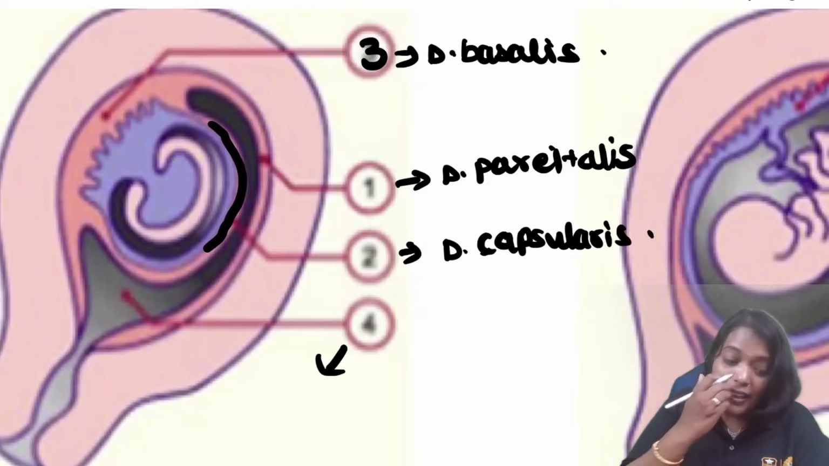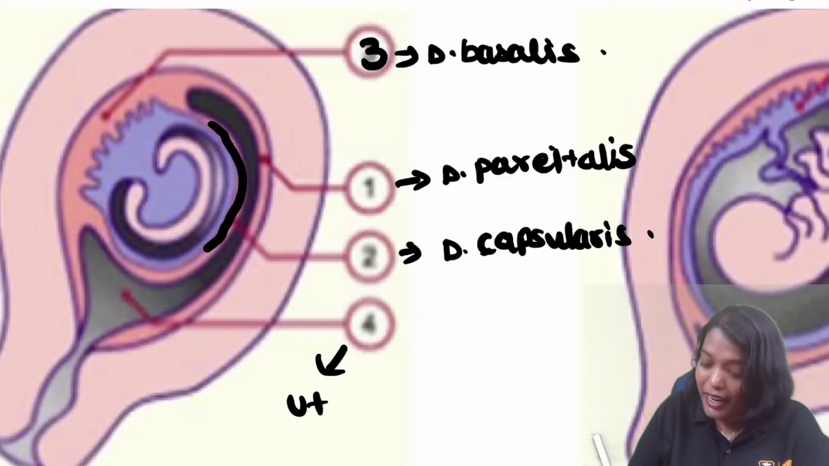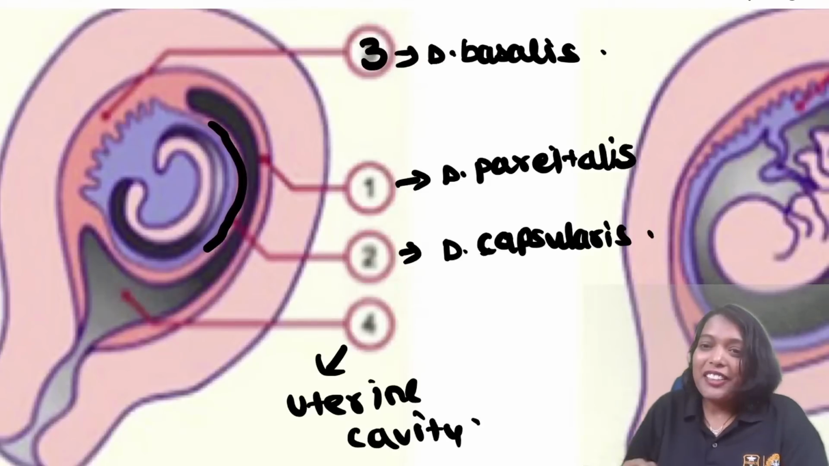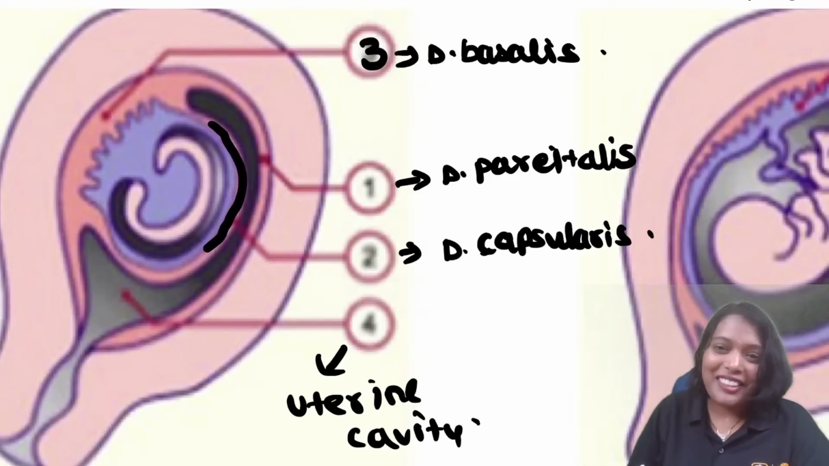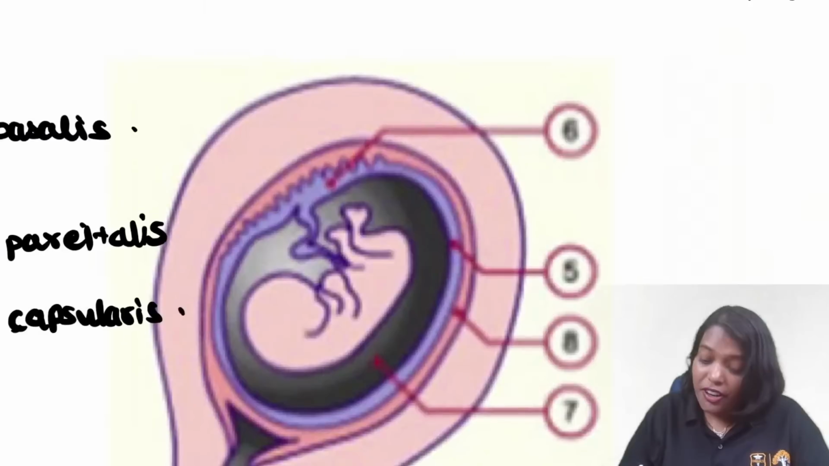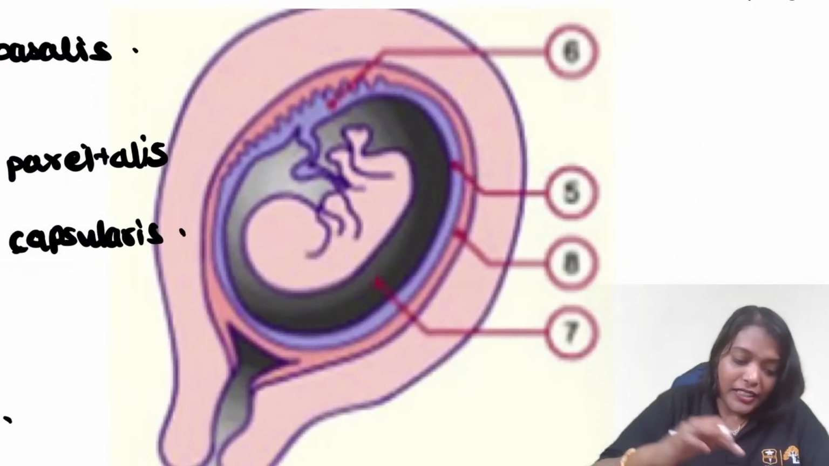So number 4 is, excellent Aisha, number 4 is the uterine cavity, right? Now let us see the next picture.